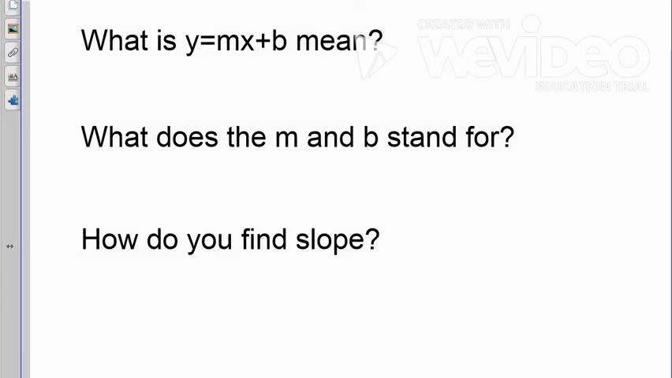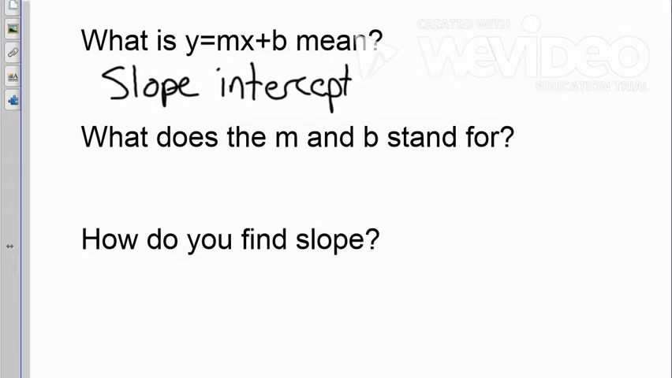So to start here, we have our warm-up. If you guys want, you can pause the video first and answer these questions yourself. Otherwise, I'm just going to run right through them here. So the first question says, what does y equals mx plus b mean? And as you guys remember from Algebra 1, this is slope-intercept form.